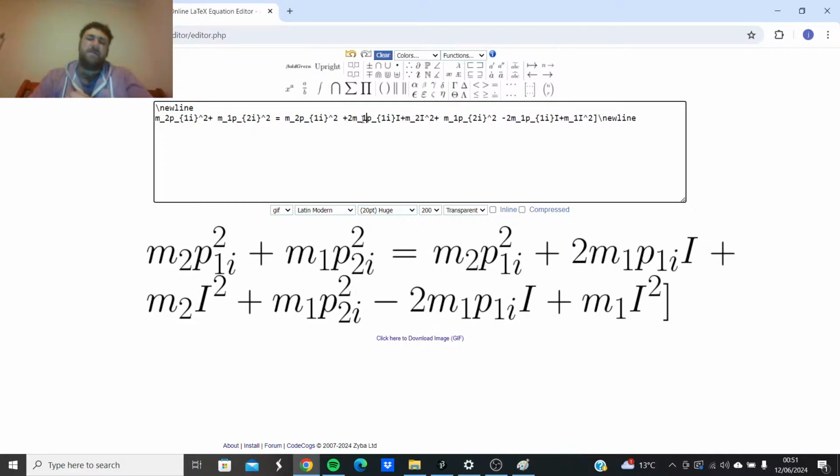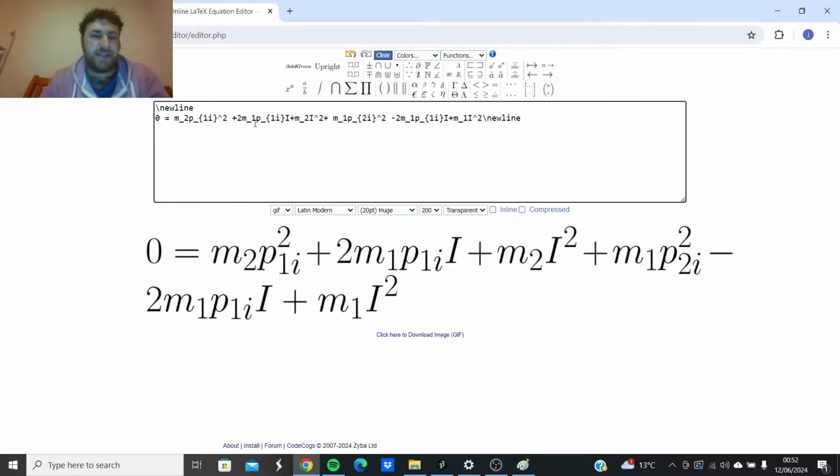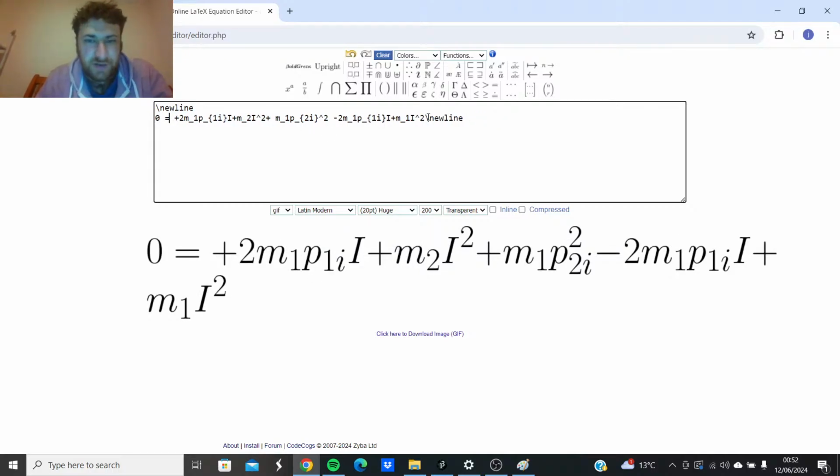All right, now, as you can maybe see, we have some common terms that we can cancel out. So what we can do is get rid of M2 P1I squared and M1 P2I squared because we have a copy of those on both sides of the equation. So let's get rid of them. So the left side is going to become 0, and the right side is going to get rid of this term and is also going to get rid of this term.